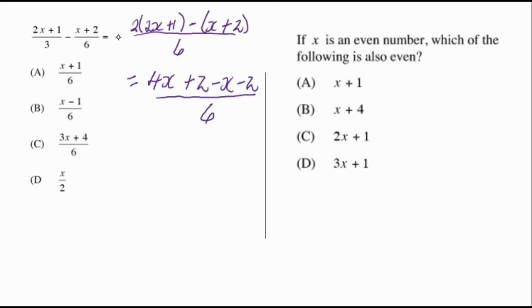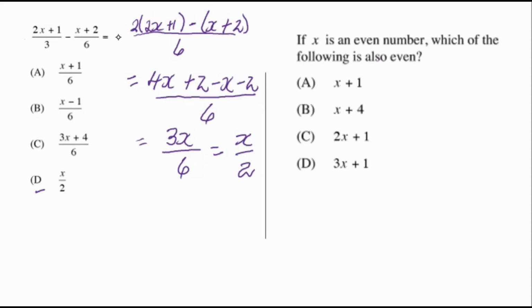Now let us group like terms. We have a 4x and a negative x gives us 3x. We have a positive 2 and a negative 2 which gives us 0. So it is just simply 3x over 6. We can reduce this. 3 goes into 3 one time, so we get x in the numerator and 2 in the denominator. So the correct answer would be D.